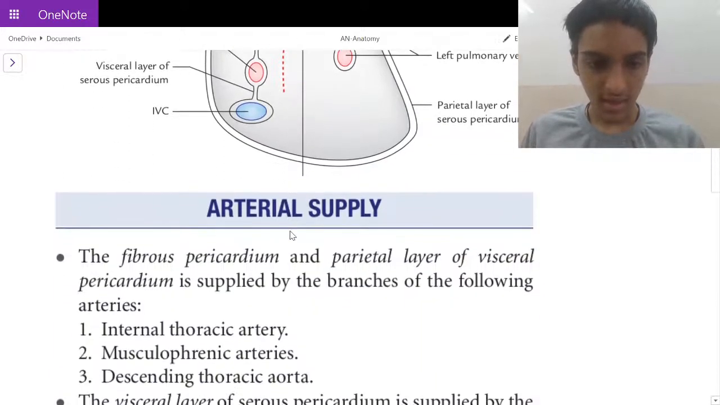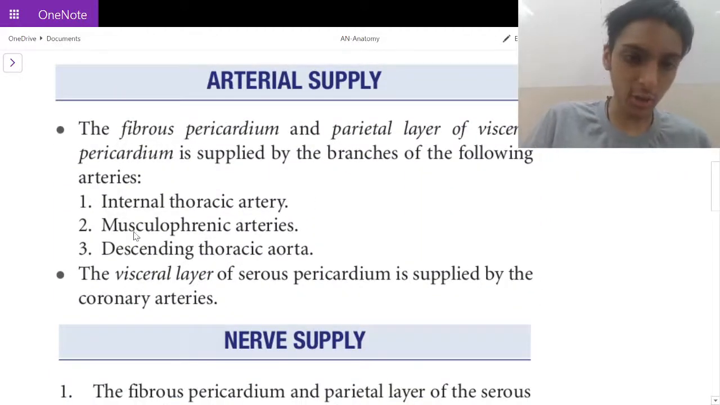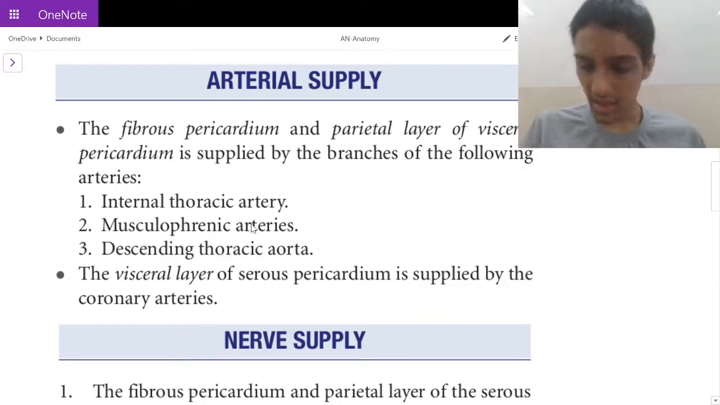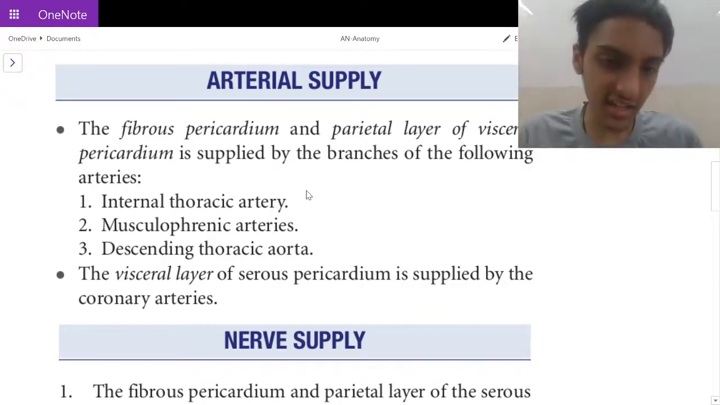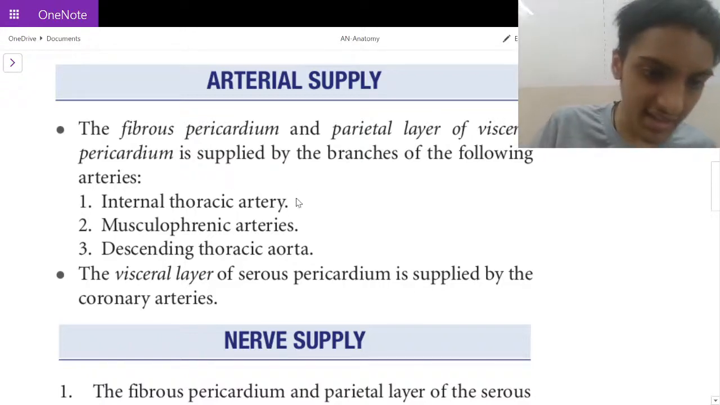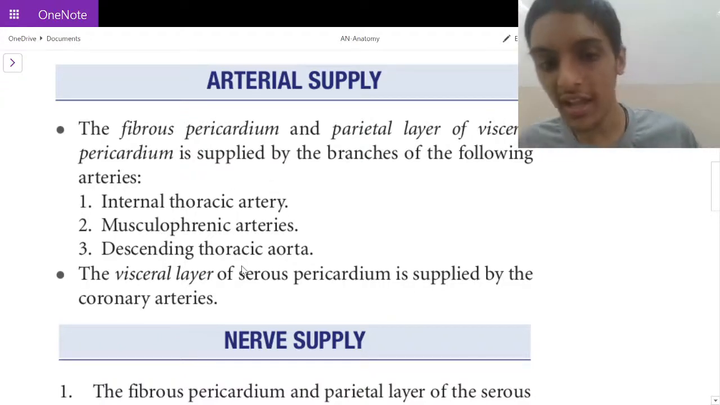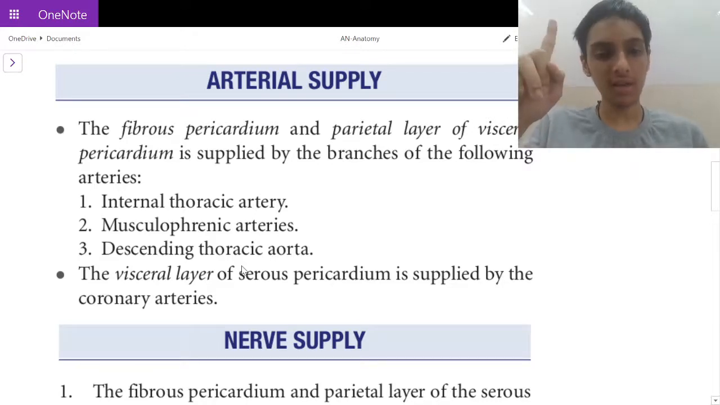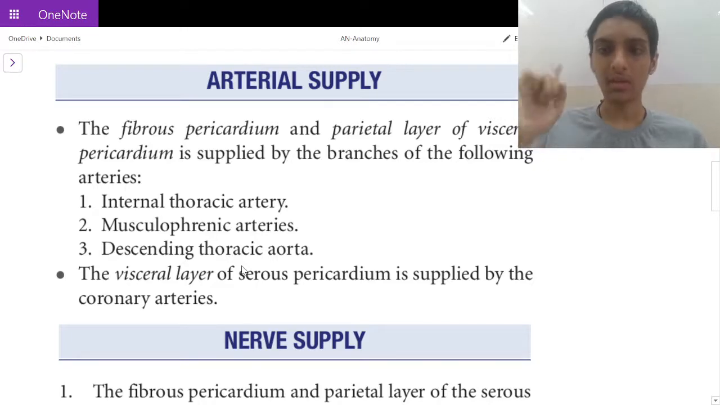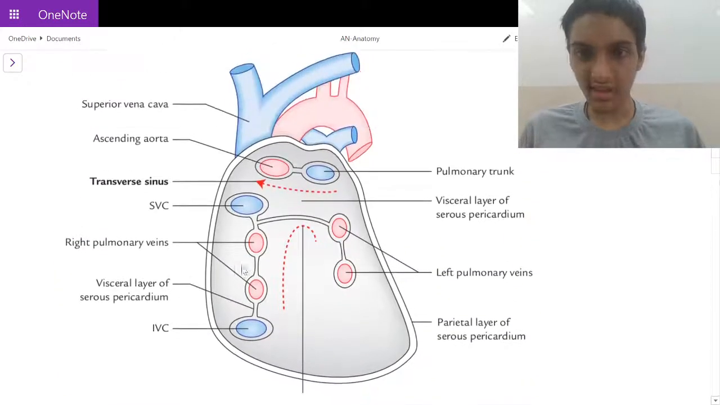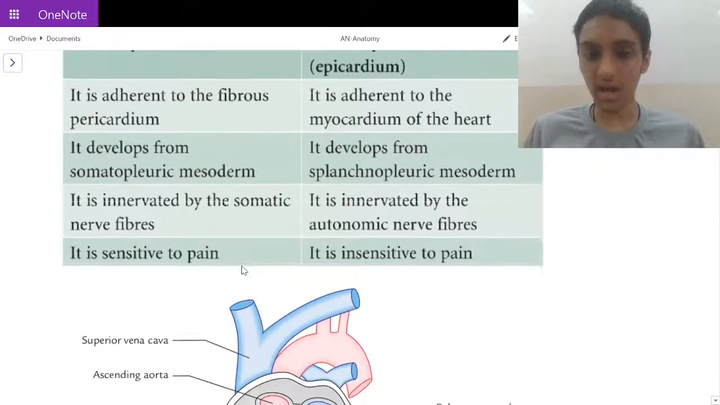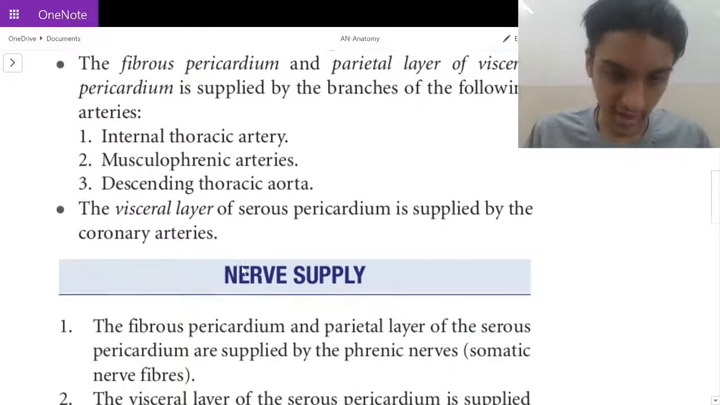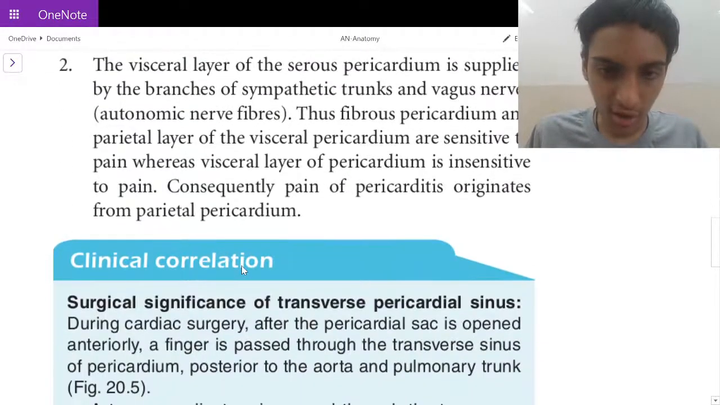And the blood supply, as I already told, the fibrous part is supplied by the internal thoracic, just internal thoracic would be enough. And the visceral part, as I said, coronary artery. So how to remember and tell? You know that the visceral layer is the myocardium, and heart is supplied by coronary artery. So that is why coronary artery. Then the nerve supply already told.